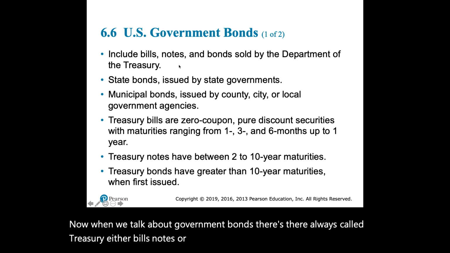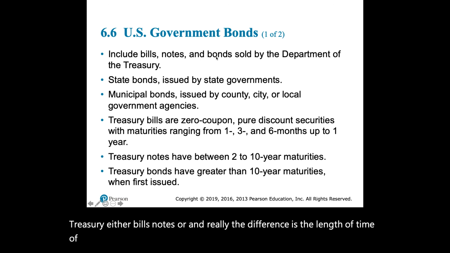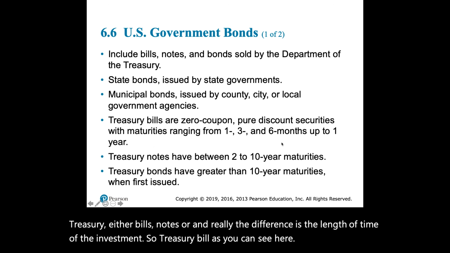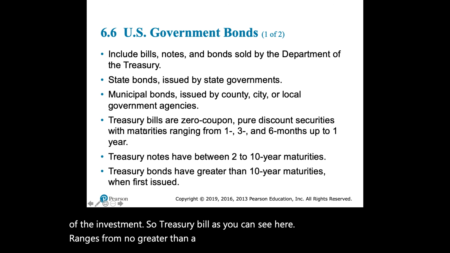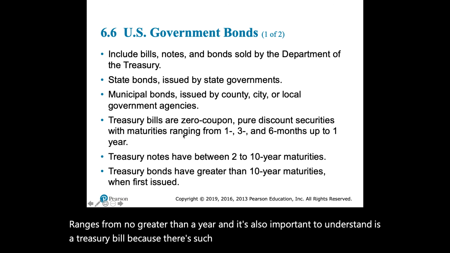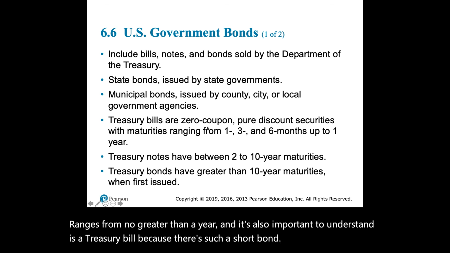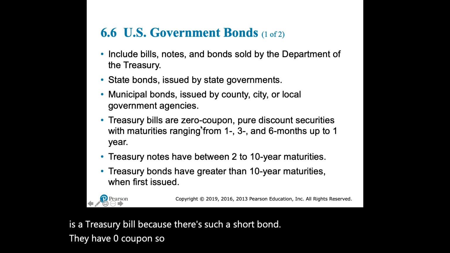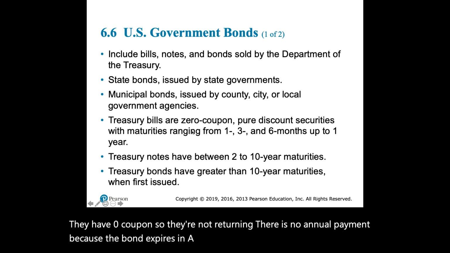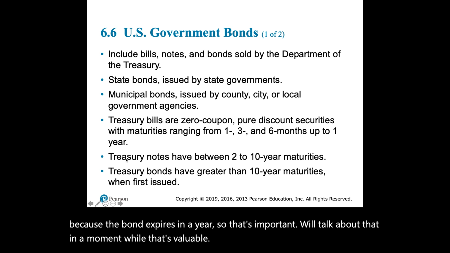So a Treasury bill, as you can see here, ranges from no greater than a year. And what's also important to understand is a Treasury bill, because they're such a short bond, has zero coupon, so they're not returning. There is no annual payment because the bond expires in a year. That's important. We'll talk about why that's valuable in a moment. And then Treasury notes mature in a longer period of time, 2 to 10 years, and finally bonds, 10 years or more.